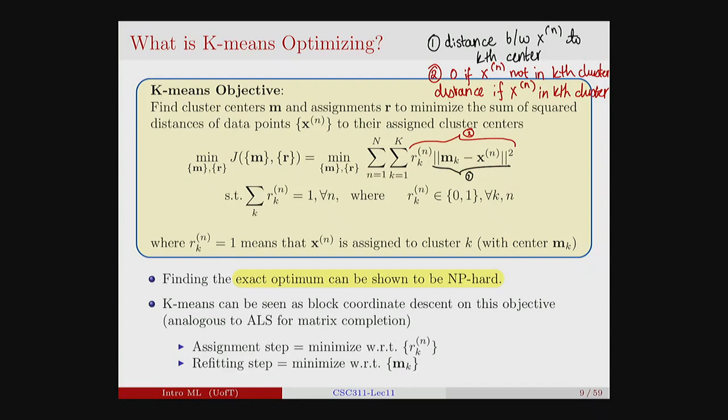And this procedure of alternating between the optimization over R and the optimization over M is an example of what's called block coordinate descent. So how many of you have heard this phrase before, block coordinate descent?